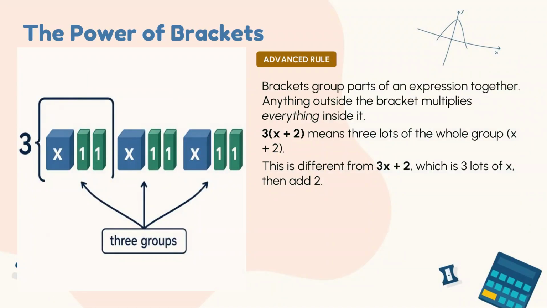Now, let's look at brackets. Brackets group parts of an expression together. Anything outside the bracket multiplies everything inside the bracket. For example, 3(x + 2) means 3 lots of the whole group x plus 2. This is different from 3x + 2. In 3x + 2, only the x is multiplied by 3, and then 2 is added afterwards. But in 3(x + 2), the 3 multiplies both the x and the 2. So brackets can completely change the meaning of an expression.